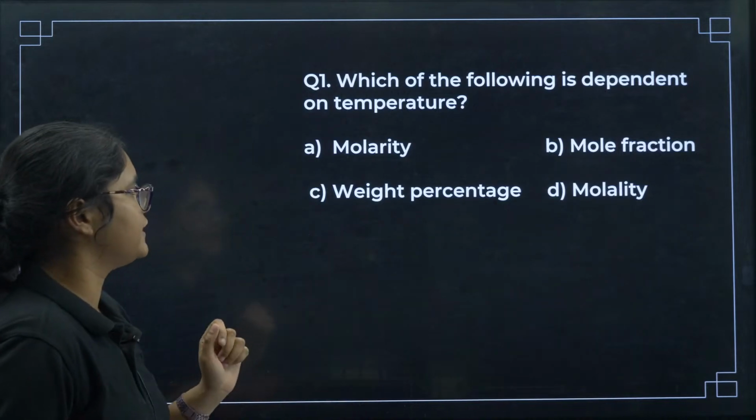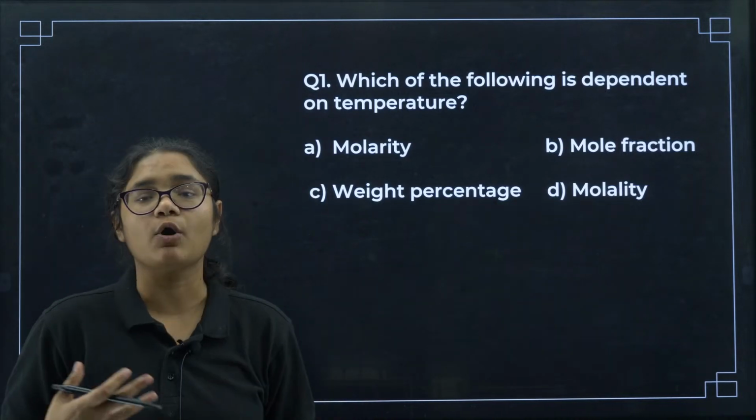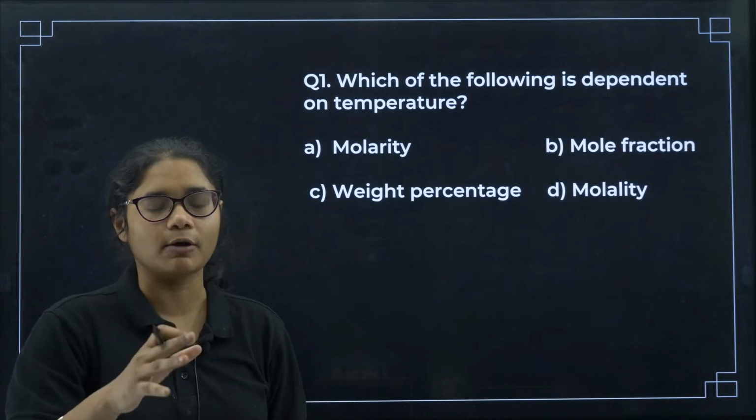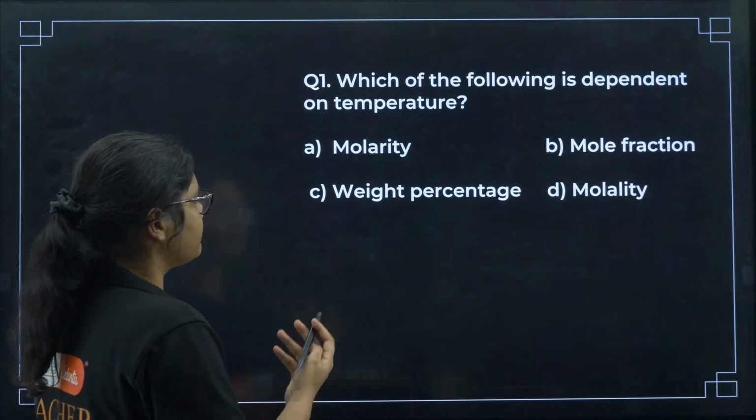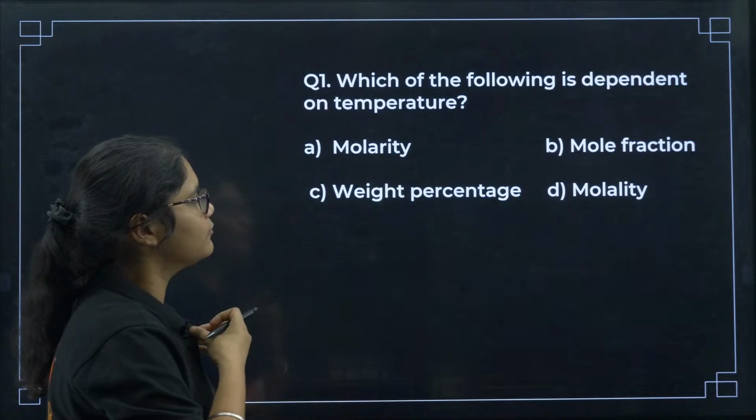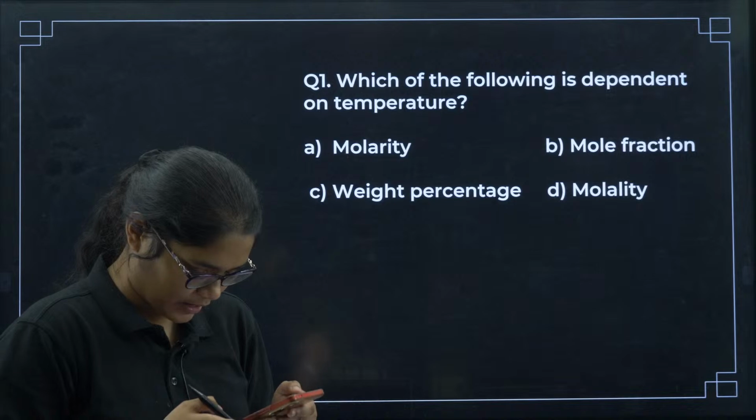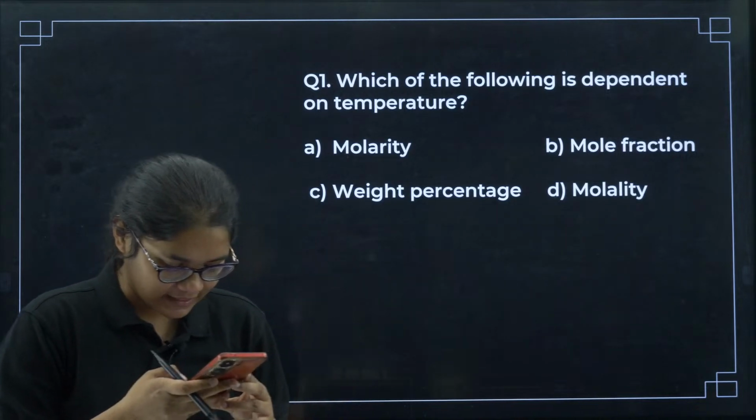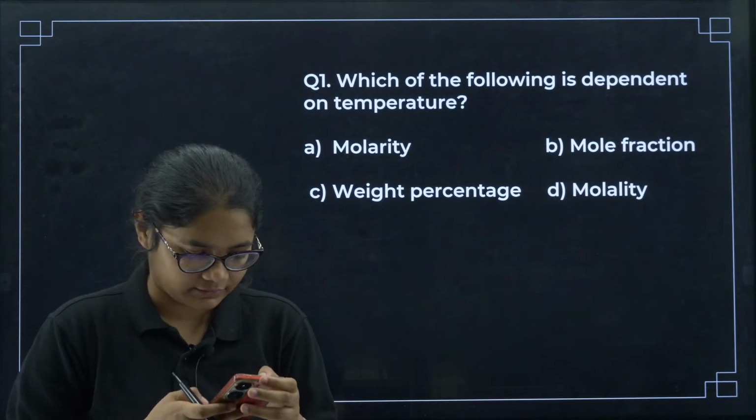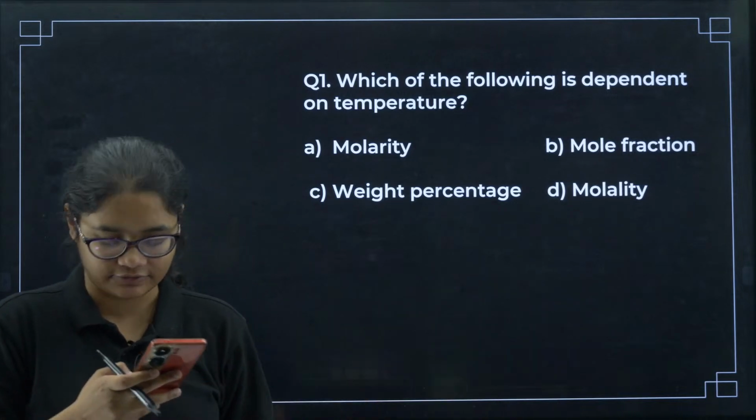The first question is, which of the following is dependent on temperature? It is a question from concentration terms. You have to tell, is it molarity, mole fraction, weight percentage, or molality? Let's see who answers the correct answer. Please answer the first question.